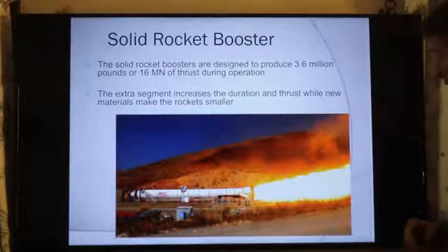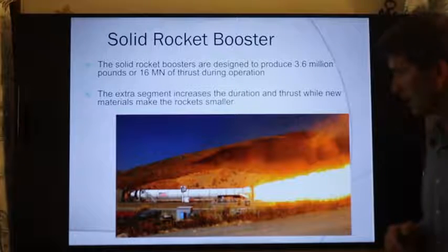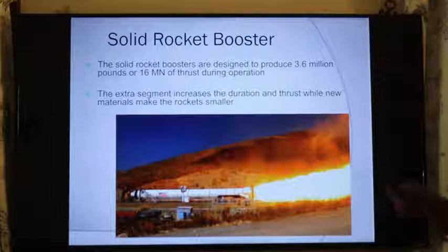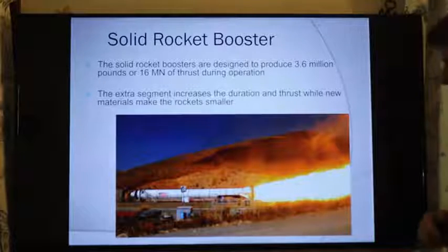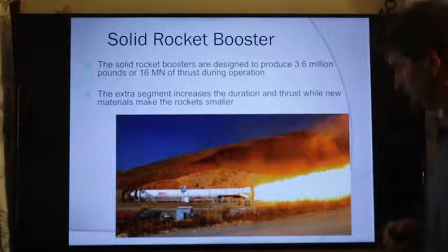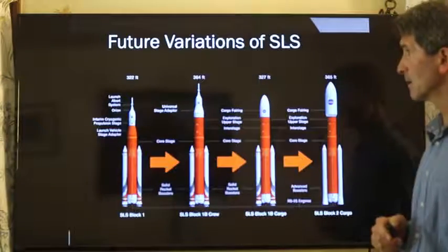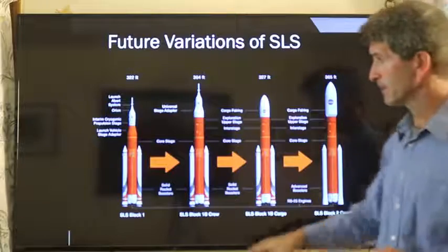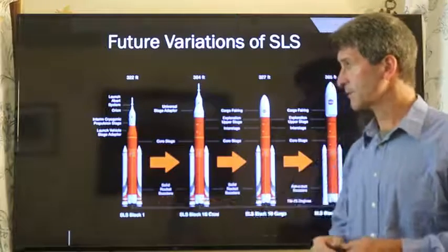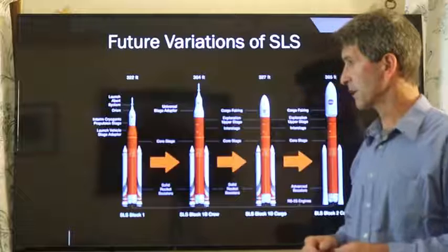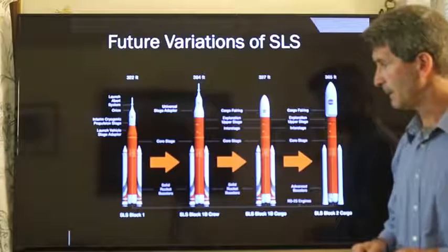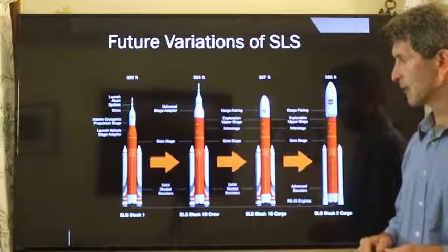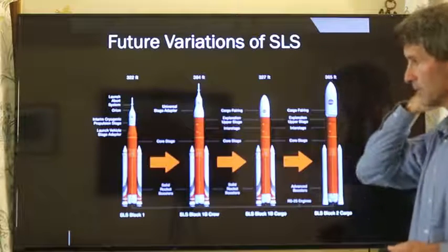Here is one of the solid rocket boosters being tested, and I'm not sure, this looks like the shorter one for the shuttle. They just tested the SLS booster recently. I think it's a little bit longer than that. Here are future variations of the SLS. Here it is as it is configured to send the Orion spacecraft around the moon without anybody in it. The Block 1B will be the crewed version.